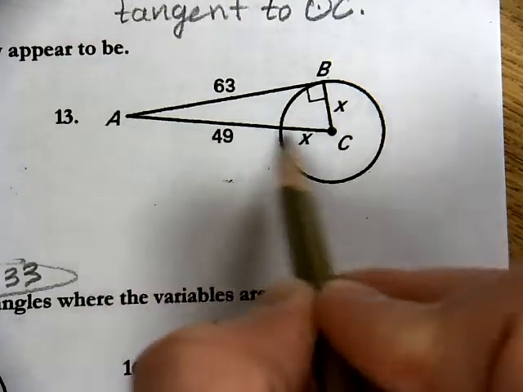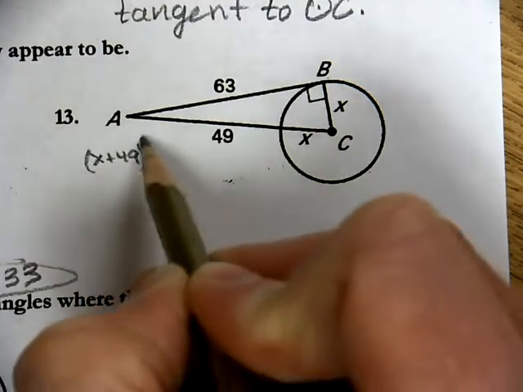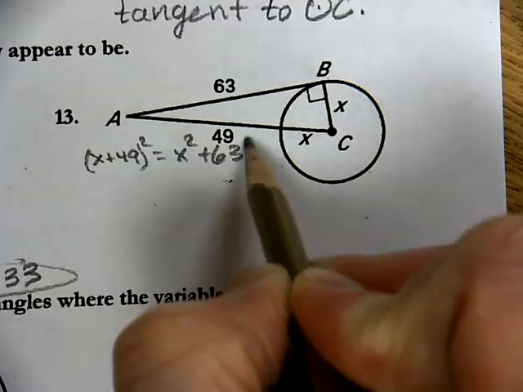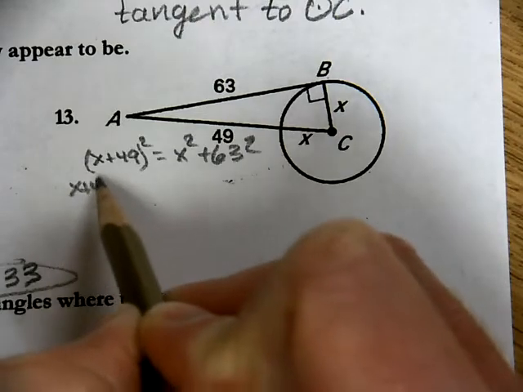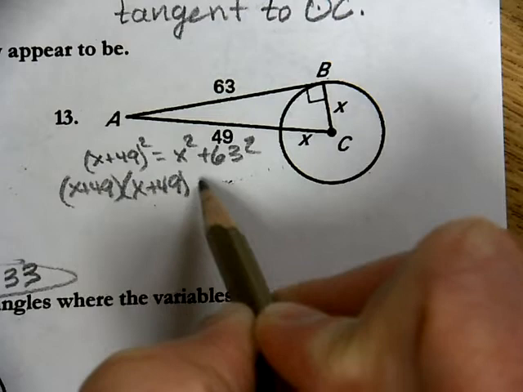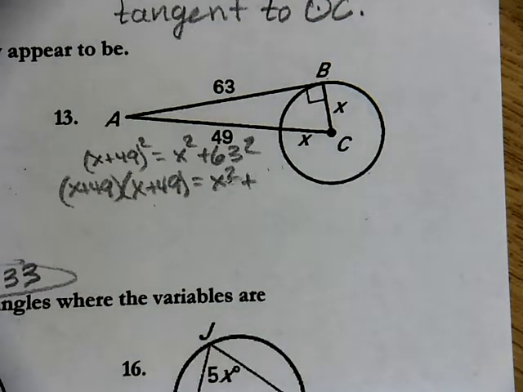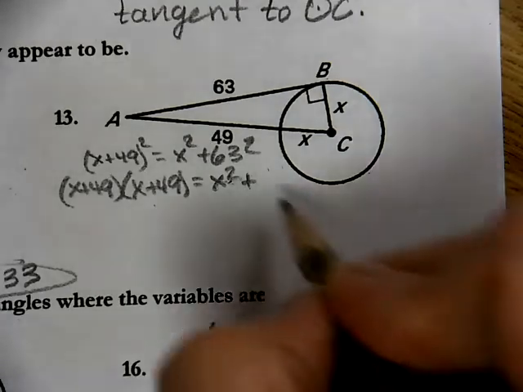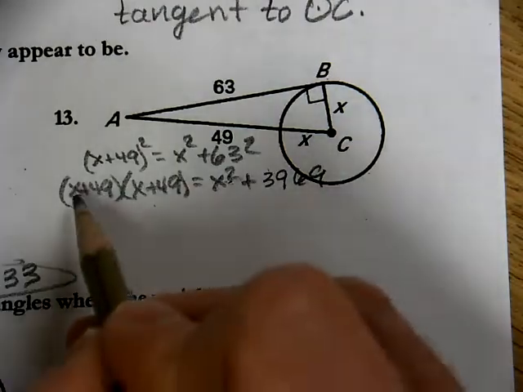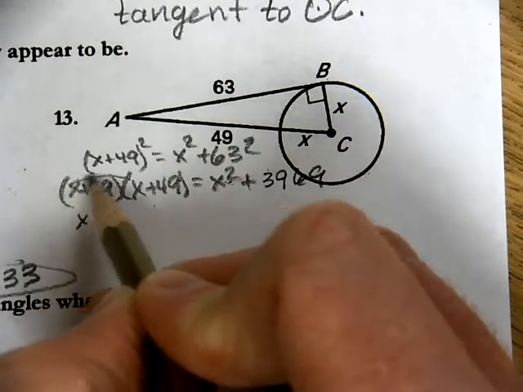We have our hypotenuse, so that's our x plus 49, and we square it. x squared plus 63 squared. So we're going to have to do x plus 49 and x plus 49. That's going to equal x squared. And when we square 63, we get 3,969.